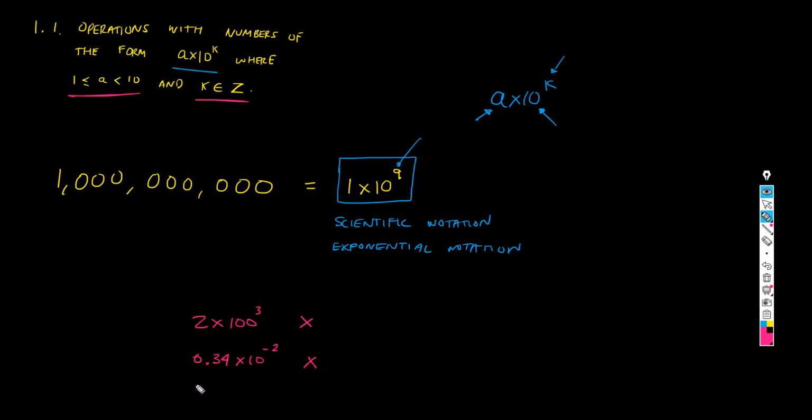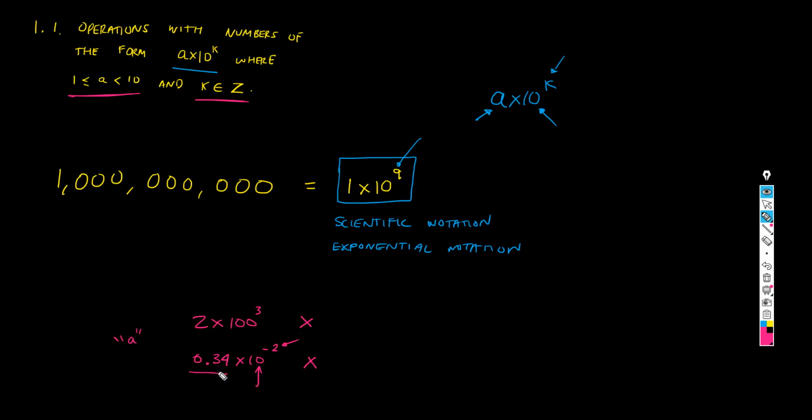No. No, again. Why not? Because the form breaks in this part. My a, which is this, is less than 1. In this case, 0.34 is less than 1. And we need a to be greater than or equal to 1, not smaller. You see? What about this other part? Is the base 10? Yes. Is the exponent an integer? Yes. So these two parts comply, but not this part.